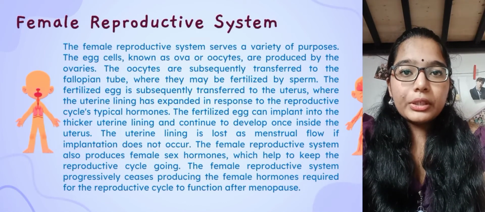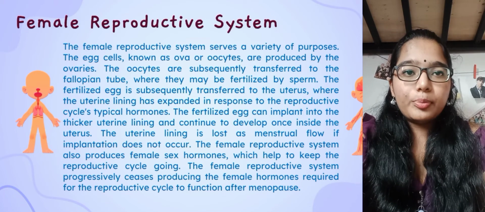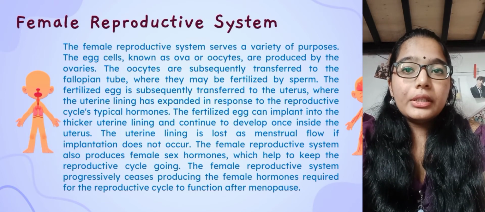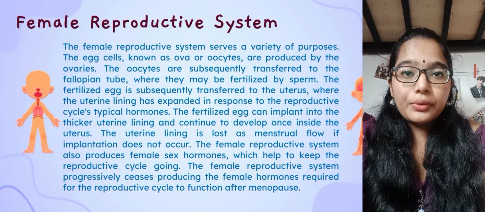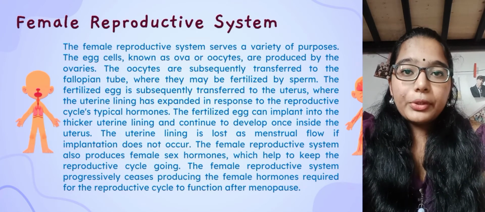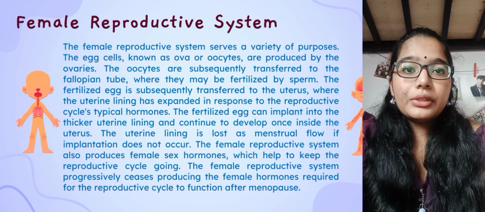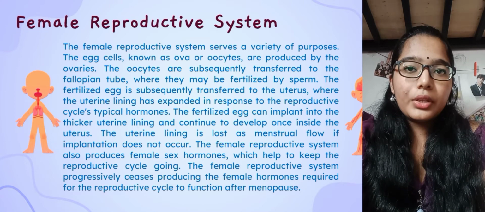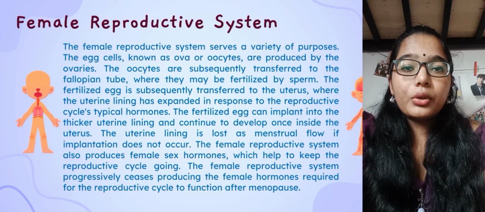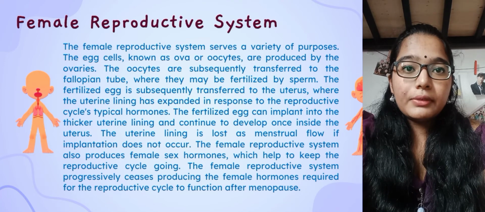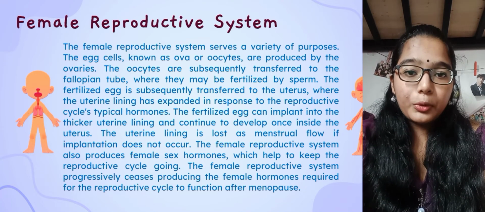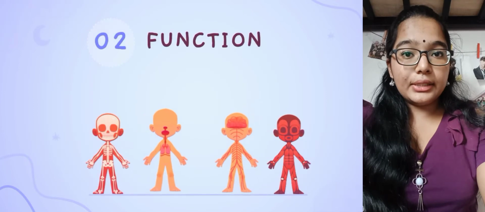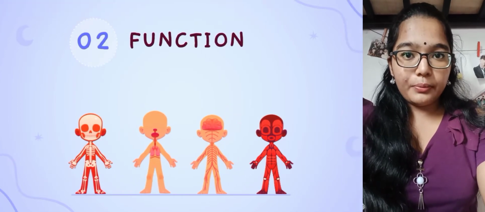The female reproductive system serves a variety of purposes. The uterine lining is lost as menstrual flow if implantation does not occur. The female reproductive system also produces female sex hormones which help to keep the reproductive cycle going. The female reproductive system progressively ceases producing the female hormone required for the reproductive cycle to function after menopause. There are internal and external reproductive organs.